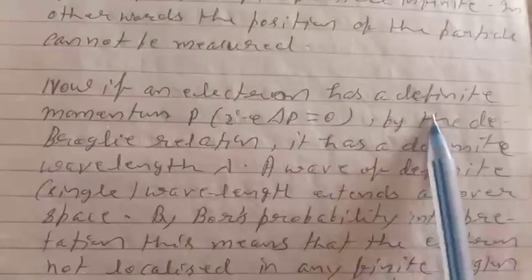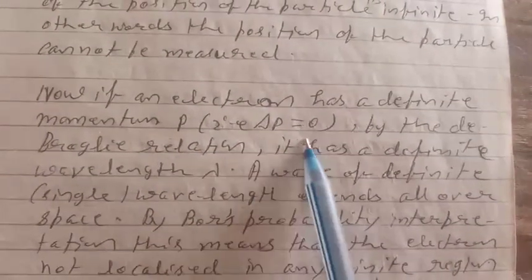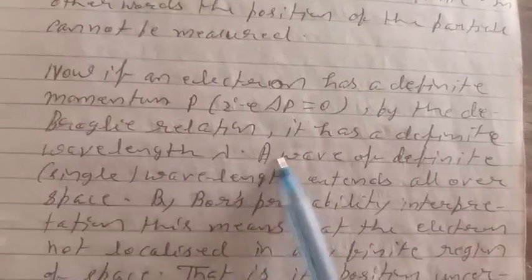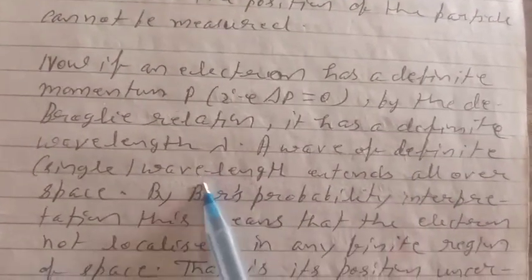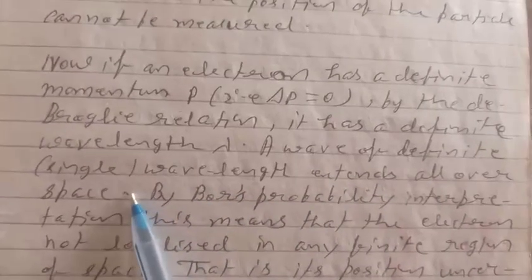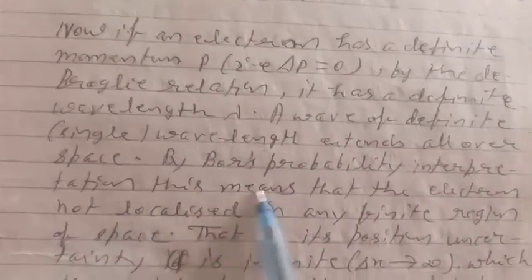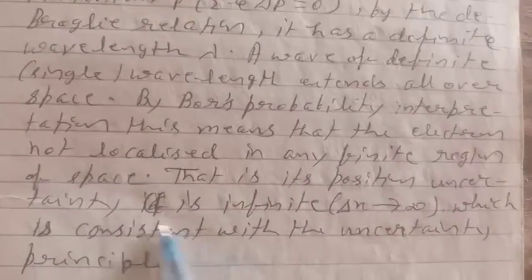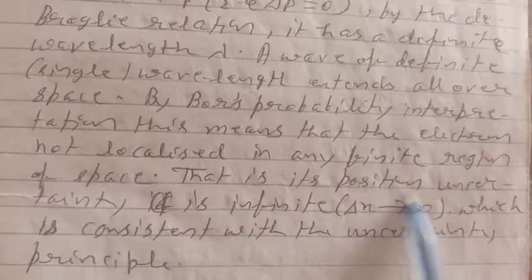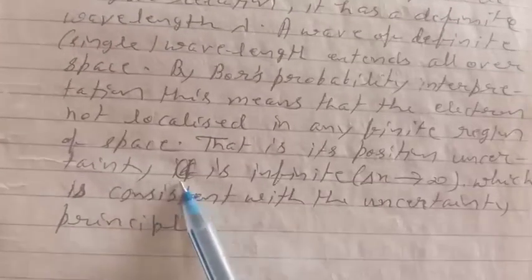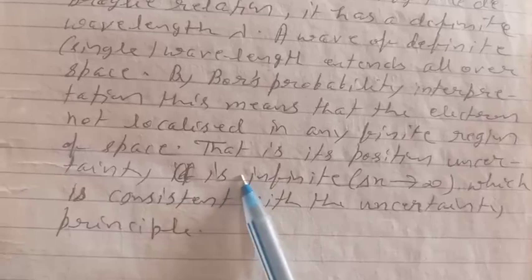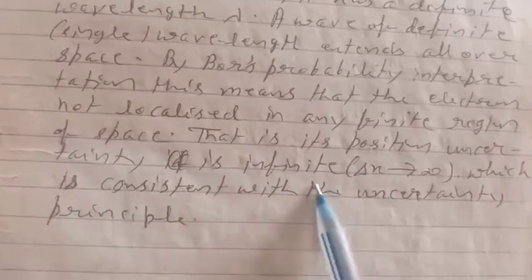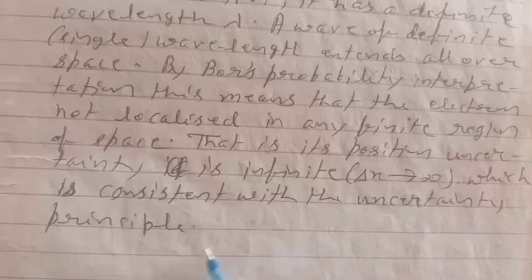Now, if an electron has a definite momentum p, that is, delta p equals 0, by the de Broglie relation, it has a definite wavelength lambda. A wave of definite single wavelength extends all over space. By Born's probability interpretation, this means that the electron is not localized in any finite region of space, that is, its position is uncertain. That is, its position uncertainty is infinite, delta x tends to infinity, which is consistent with the uncertainty principle.